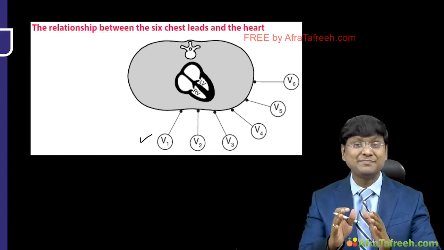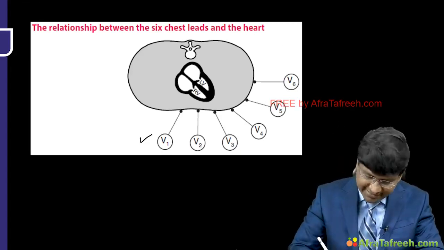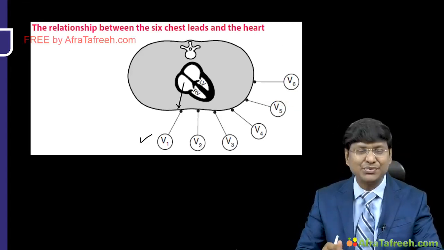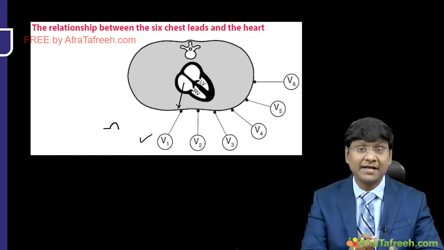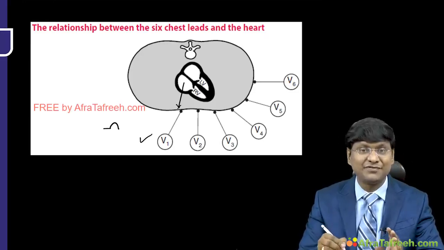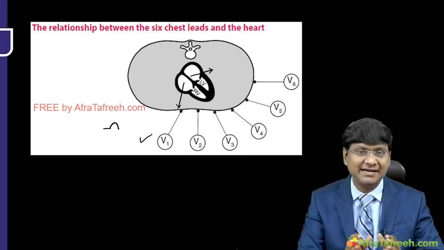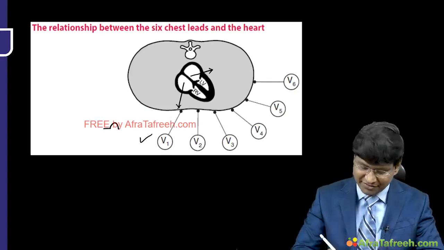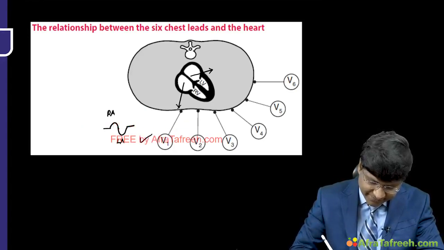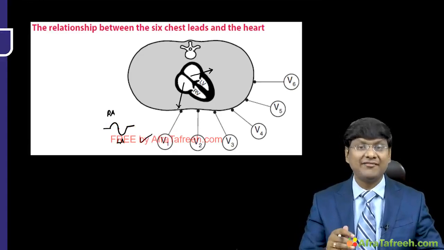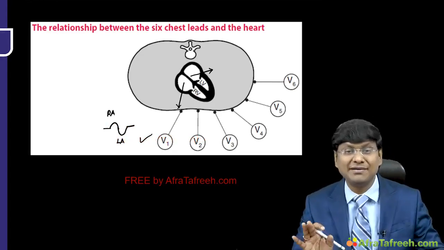This lead V1 picks up the electrical activity of the right atrium directly. The electrical activity of the right atrium is towards lead V1, so that is the reason why you get a positive complex. Then the depolarization of the left atrium is slightly away from lead V1. So when the direction of depolarization of the left atrium is away from V1, you get a negative complex. So this is your right atrium and this is the left atrium. This is the concept of why you have the biphasic P wave in lead V1. But as we progress from V1 to V6, you will have the monophasic wave.